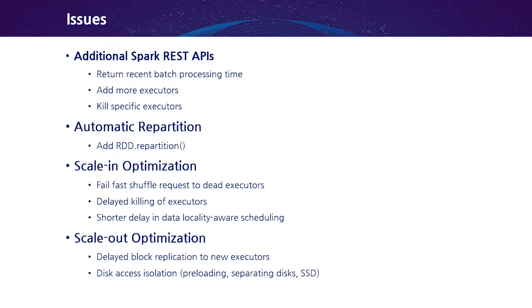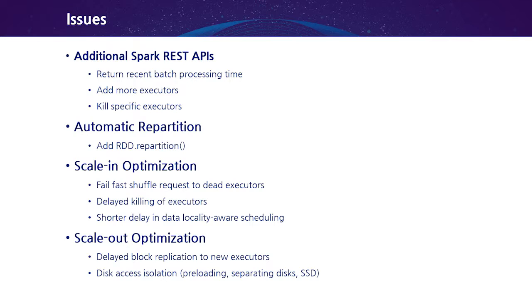These are the issues we faced while developing Flint. We needed to add several REST APIs to Spark, which return batch processing time and add or remove executors. And we also added a new method to RDD, which is repartition. This sets the number of partitions based on the current number of executors. If we don't do this, we may not benefit from more executors.